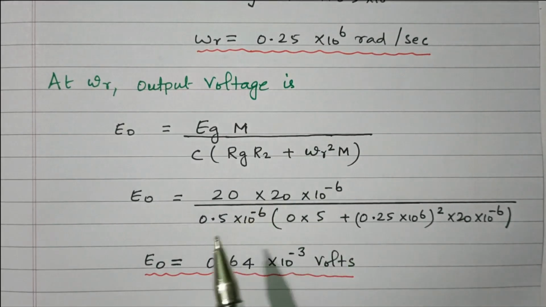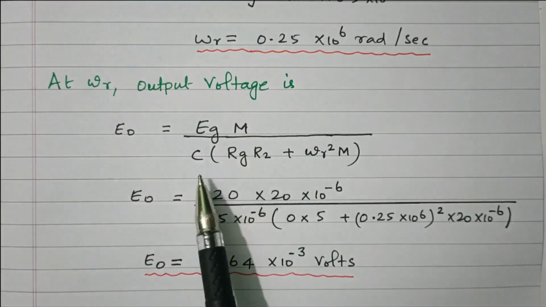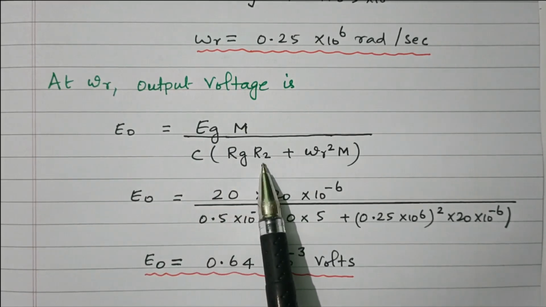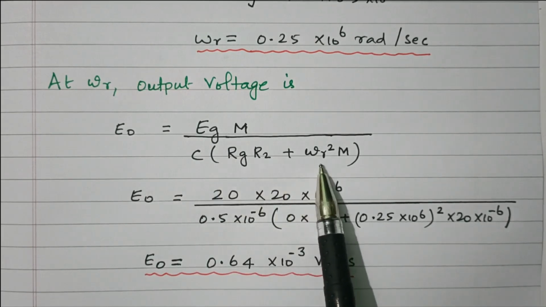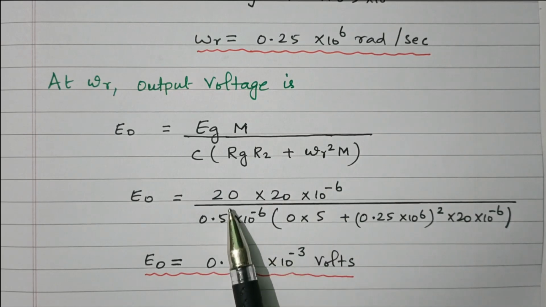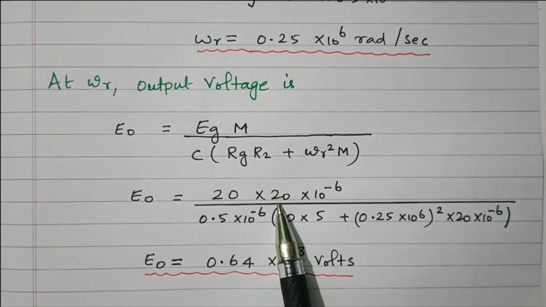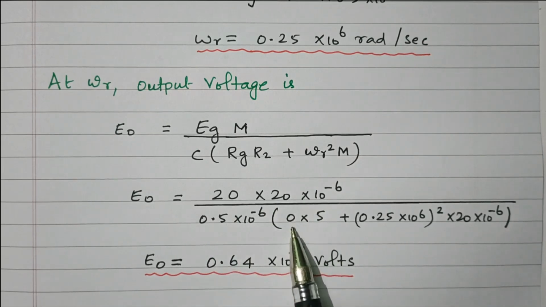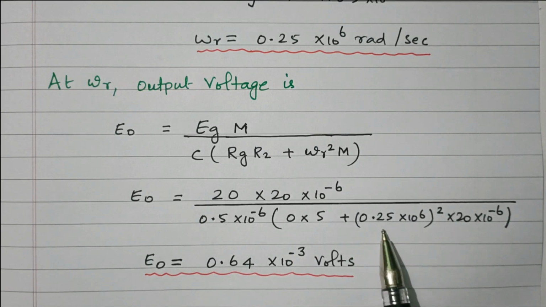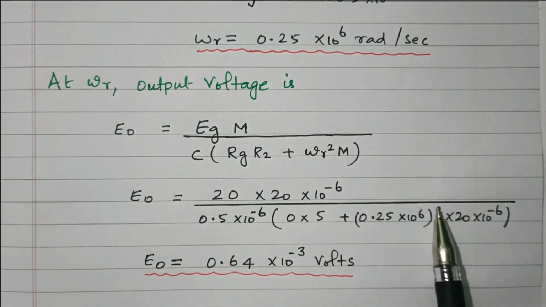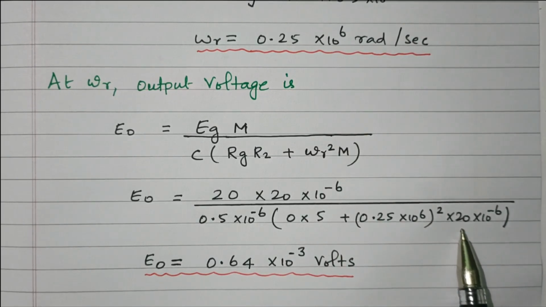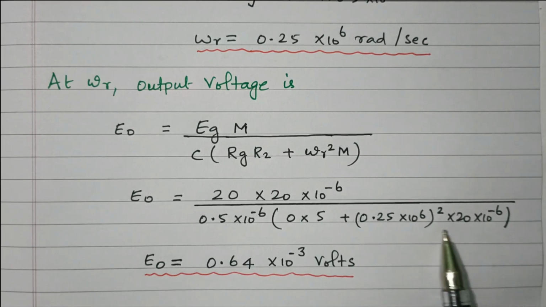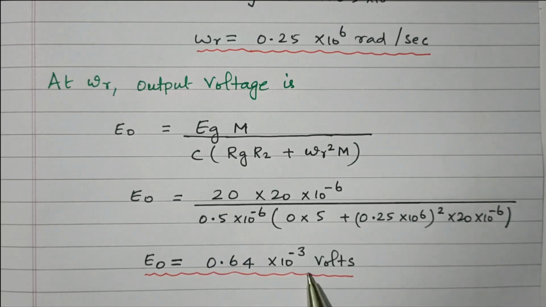At omega r the output voltage. The formula is E naught equals Eg into M divided by C of (R2 plus Rg) into (R2 plus Rg into R2 plus omega r square into M). All these values are available. Eg is 20 volts, mutual inductance 20 microhenry, so 20 into 10 to the power minus 6. Capacitance is 0.5 microfarad, so 0.5 into 10 to the power minus 6. Rg value is 0, R2 is 5 plus omega r square, just now we calculated 0.25 into 10 to the power minus 6 square into M, M is 20 microhenry, so 20 into 10 to the power minus 6. By simplifying this, we got 0.64 into 10 to the power minus 3 volts. The output voltage is 0.64 into 10 to the power minus 3 volts.